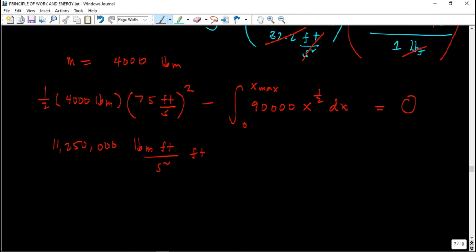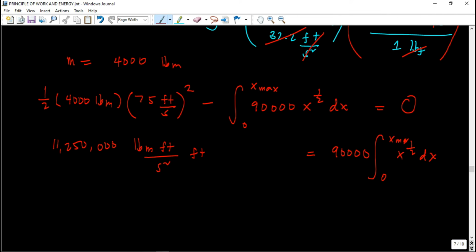Okay, so we have here minus, lagay lang muna natin. So eto si 90,000, pwede natin siya actually ilagay sa right side. So this becomes, magiging positive siya, so plus 90,000, pwede natin siyang ilabas kasi constant, integral of that is just, so equal na siya doon. So equal, so x raised to 1 half, so dx, we have here 0 to x max.